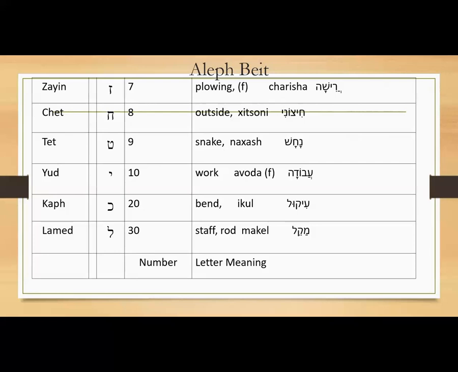Or if you want to, I work. Ani avodah. I work. Or ani ikul. I bend. You see, there's 2 words. It's a sentence. I bend.